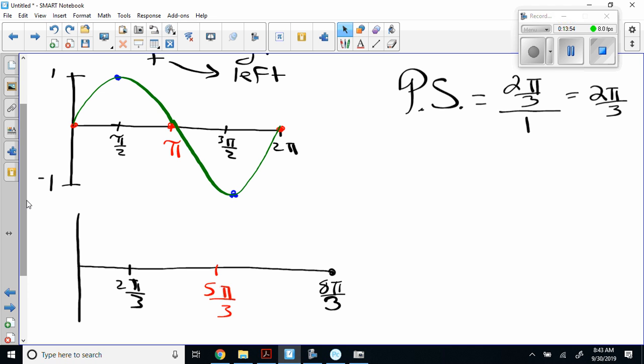Because look. Now everybody go back. How far is it from 2 pi over 3 to 5 pi over 3? A pi, right? Pi. Yes? Okay. 3 pi over 3, right?